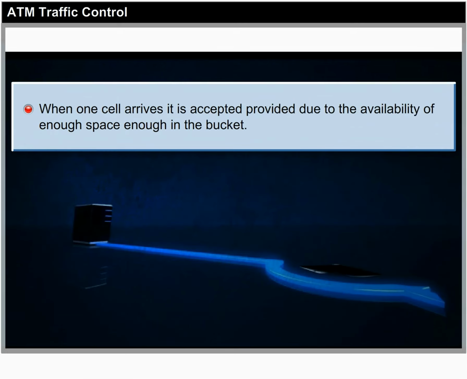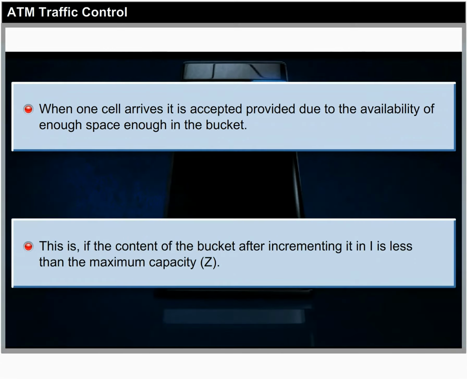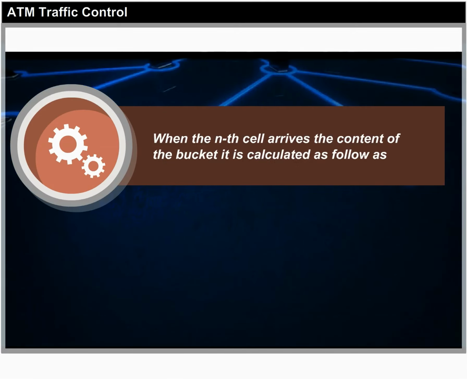When the nth cell arrives, the content of the bucket is calculated as follows. Content of n plus 1 is equal to content of n minus T of n plus 1 minus T of n, where T of n plus 1 minus T of n is the time passed between the nth and n plus 1 cell arrival, and it is the amount leaked by the bucket since the leak rate is 1 per unit of time.